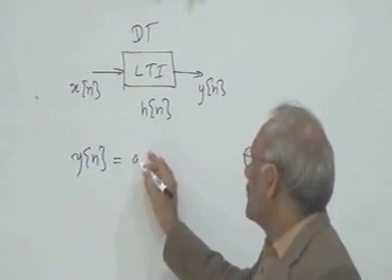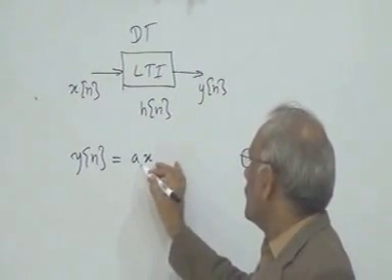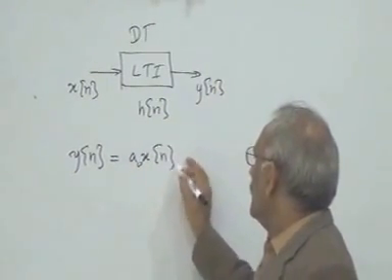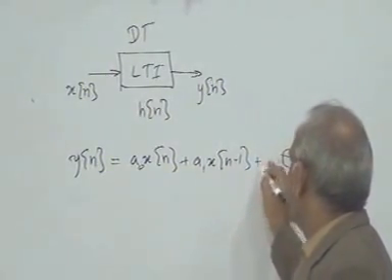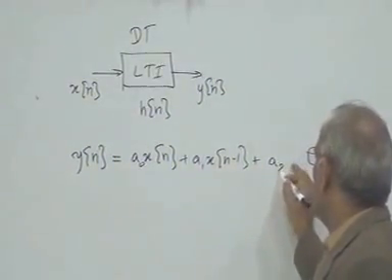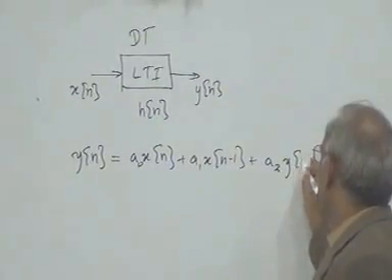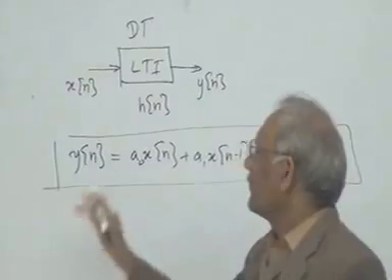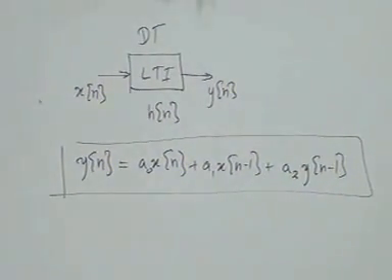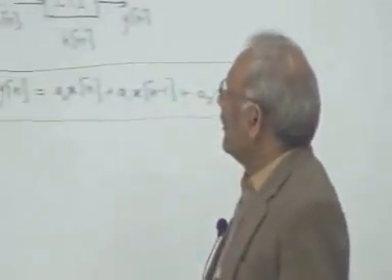It may be some multiple of, let's say, input, or any combination of previous inputs, or any combination of, let's say, previous outputs. So this type of equation is known as a difference equation, which gives you the relationship between input and output, that this output is equal to what. So this we call the difference equation.